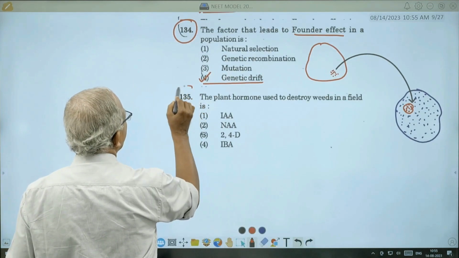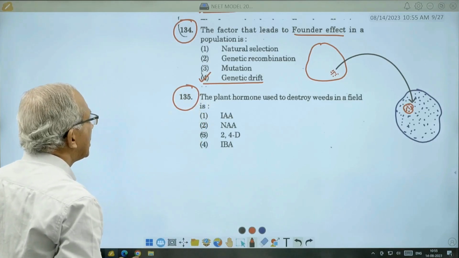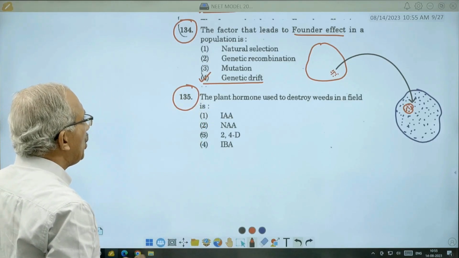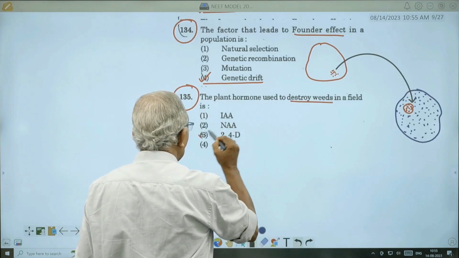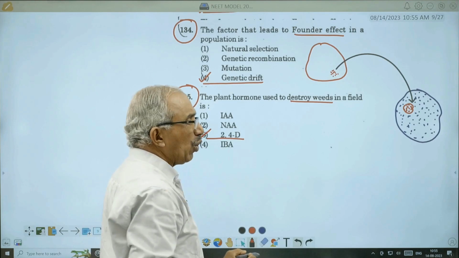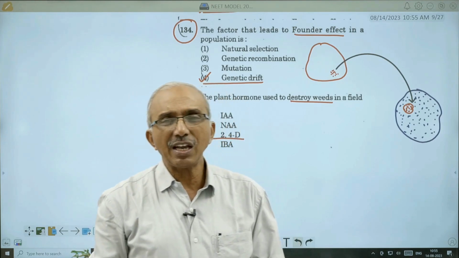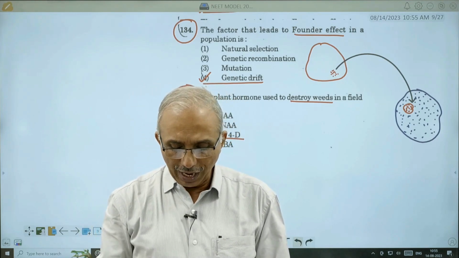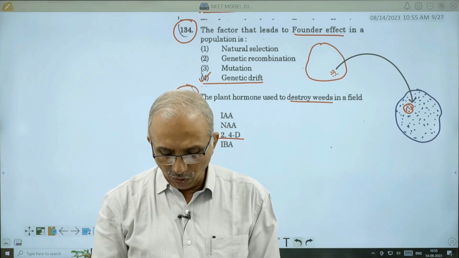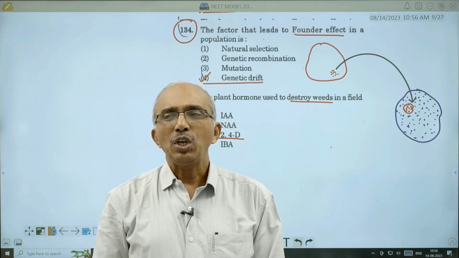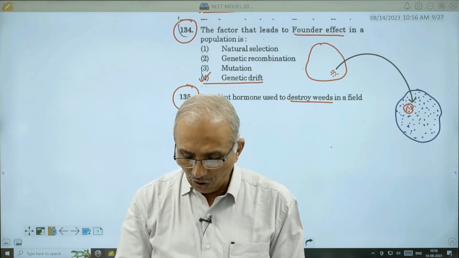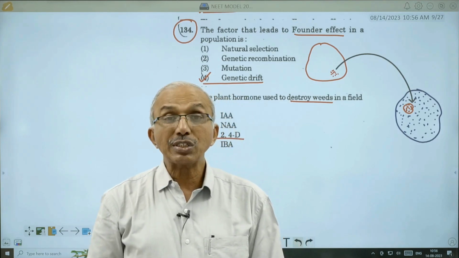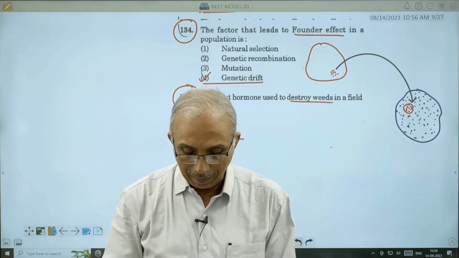Next is 135. The plant hormone used to destroy weeds is 2,4-D. 2,4-D is a synthetic auxin used as a weedicide.